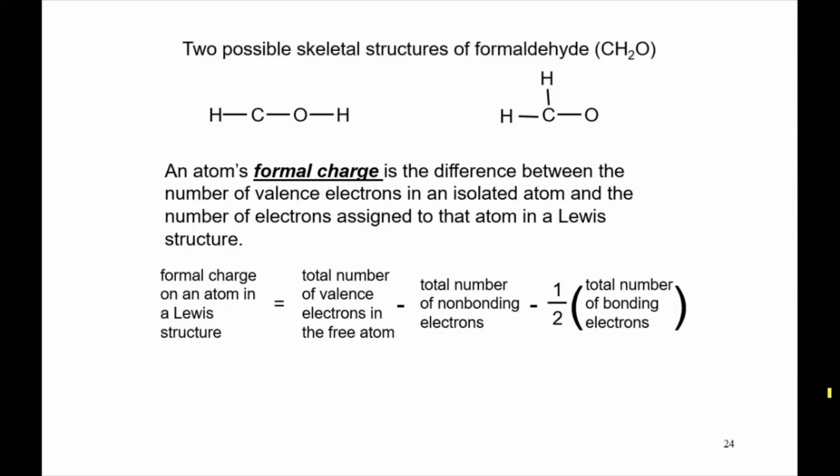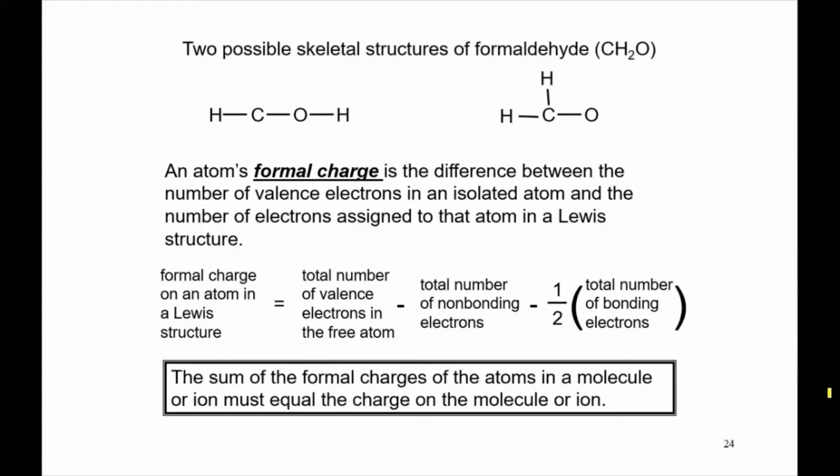One more rule before we go on. If you calculate formal charges, when you add all the formal charges of all the atoms in the molecule, it must equal the charge on the molecular ion. Obviously, if it's a molecule, it should be 0 charge. So if you add up the formal charges, they need to add up to 0. That's very important.